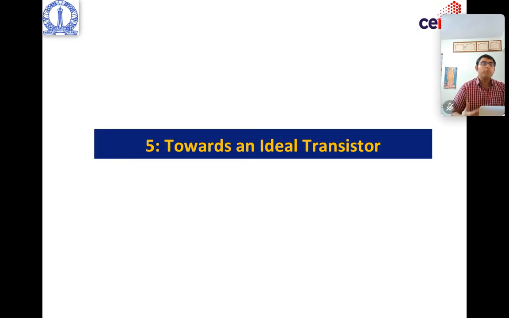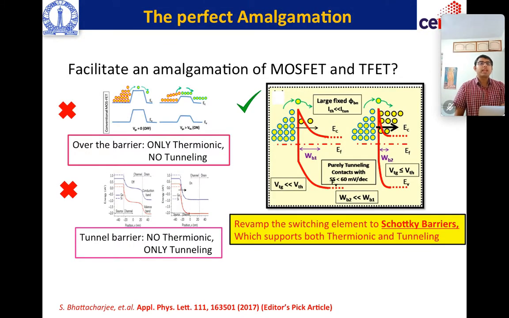Finally, we move towards our promise of an ideal transistor. The inability to scale supply voltage and hence reduce power consumption remains a serious challenge in modern nanotransistors. This arises primarily because the subthreshold swing of the thermionic transistor, a measure of switching efficiency, is restricted by the Boltzmann limit to less than 60 millivolt per decade at 300 Kelvin.